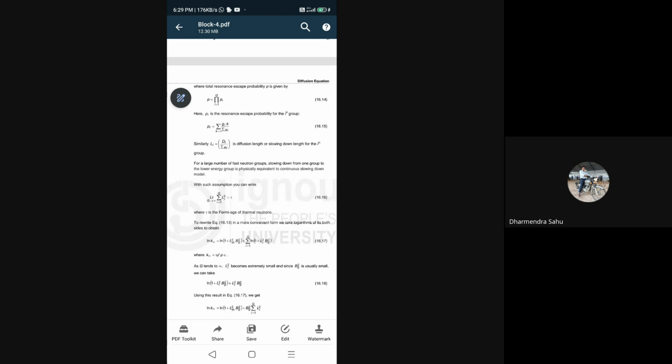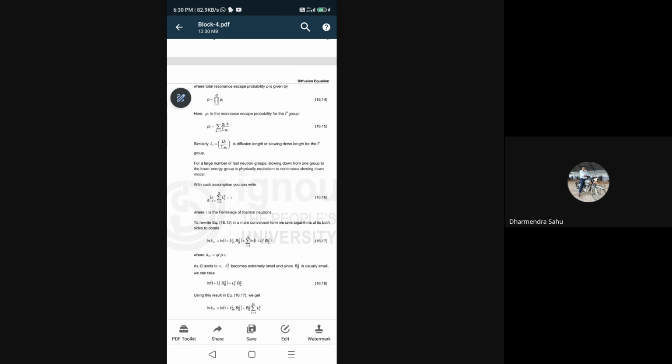So, we can have a more convenient form in a logarithmic expression. So your ln k infinite is equal to ln of 1 plus L thermal square Bg square plus the summation i equals 1 to G of ln of 1 plus Li square Bg square. Here your k infinite is equal to eta f p epsilon. As G tends to infinity, Li square becomes extremely small, and since Bg square is usually small, you can take ln of 1 plus Li square Bg square as nearly equal to Li square Bg square.